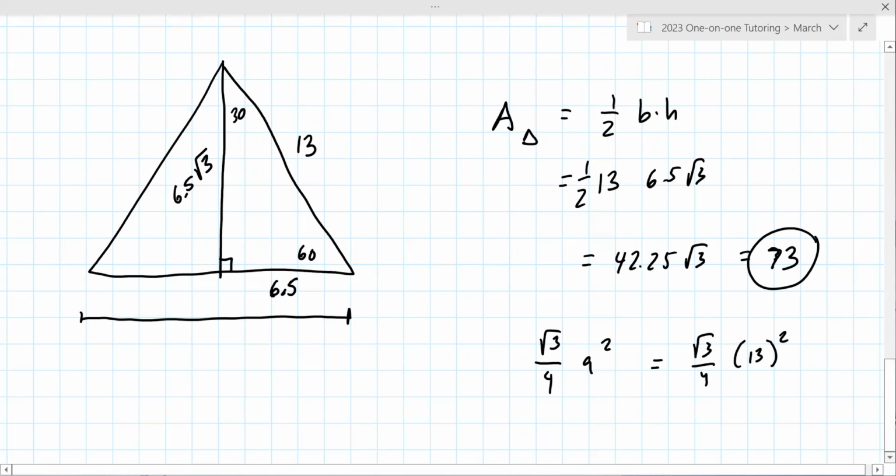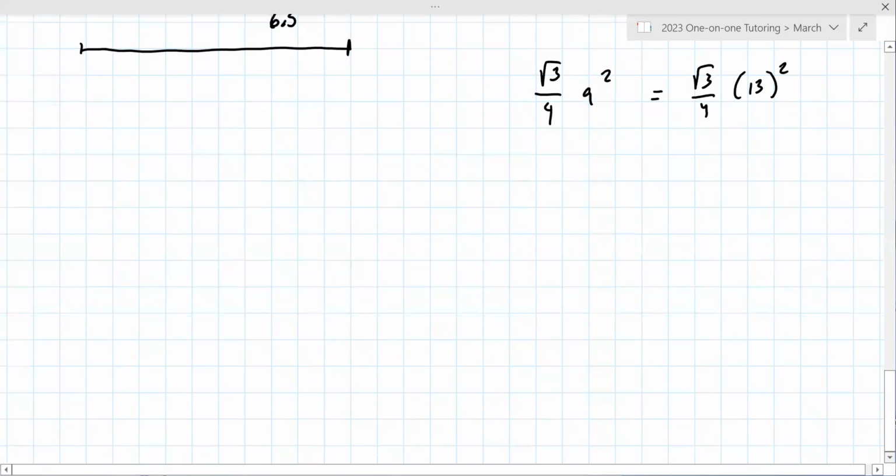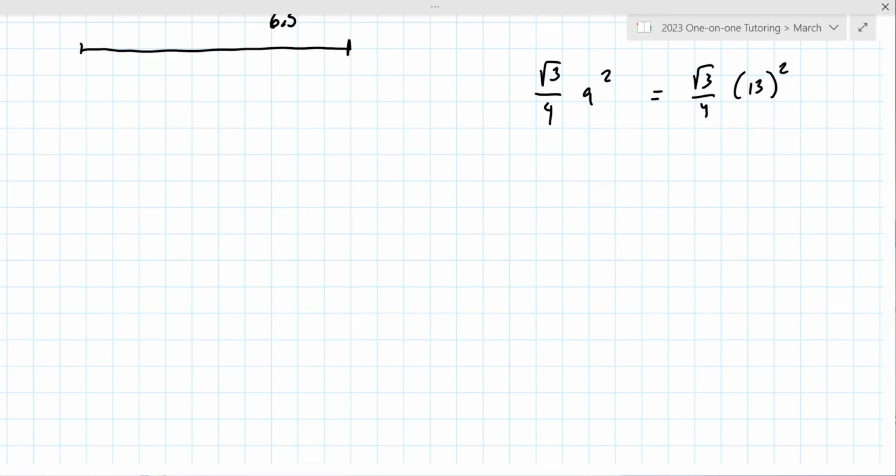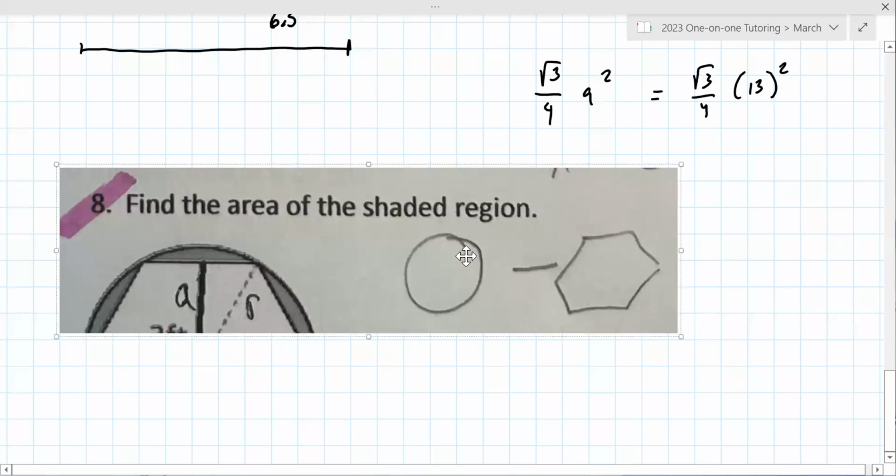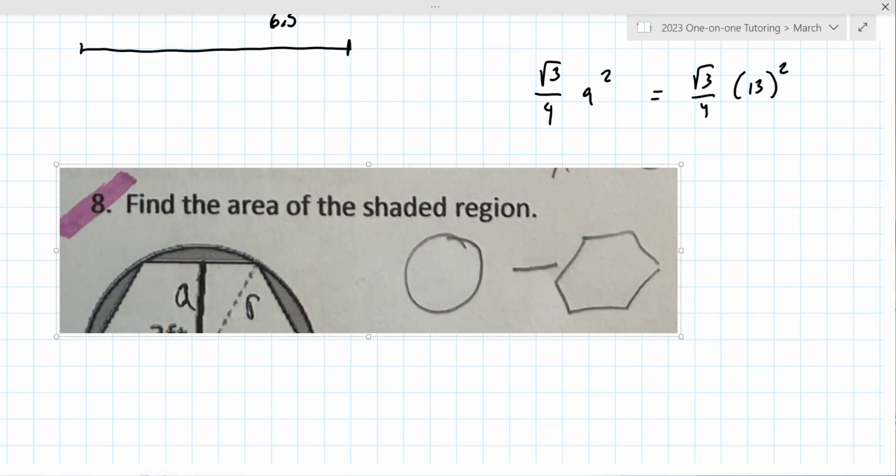Okay. Number 8. Is that right? Yeah. Okay. So I really like what you've done here. This is always the way that I show it here, where you actually indicate what it is. It's the circle minus the hexagon. And that's really important to do, because then you don't mistakenly use the wrong formulas or anything like that.